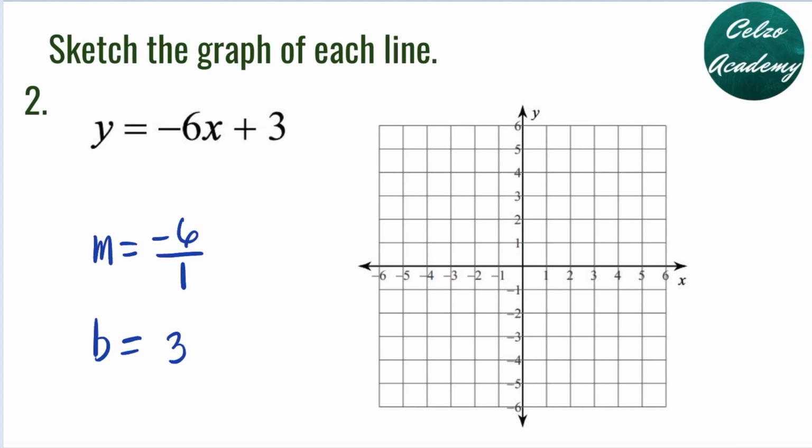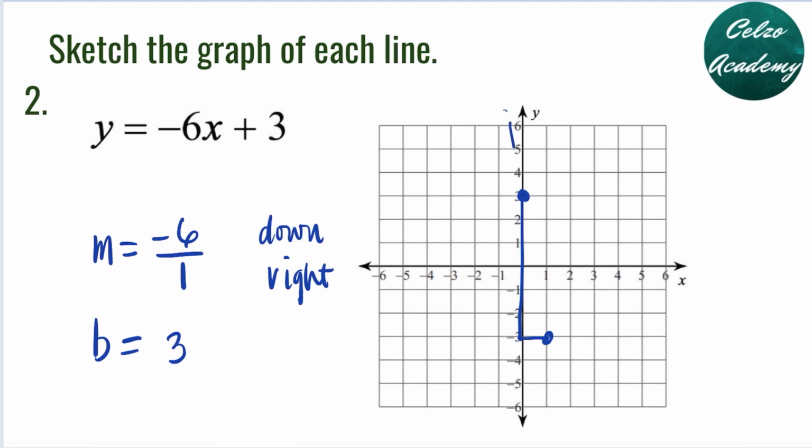The first thing that we need to graph is the y-intercept 3, so you go to the y-axis and graph the point (0, 3). Now, the slope is negative 6 over 1. Since it is negative 6, that means we need to go 6 down, and positive 1 means 1 to the right. From the y-intercept 3, we need to go down 6 units, and that's negative 3. And then 1 unit to the right.